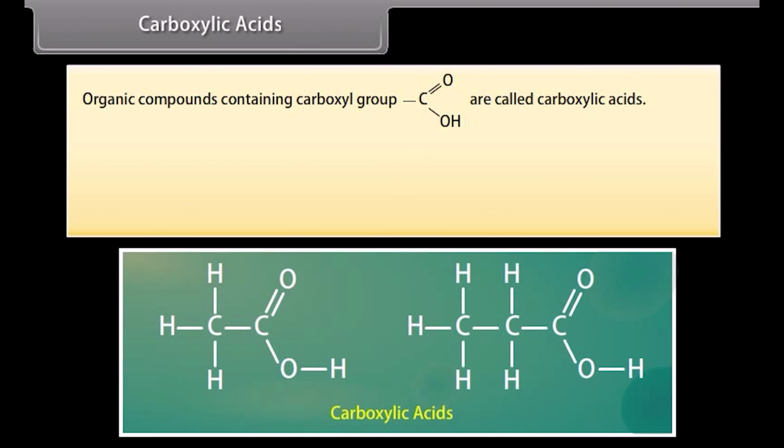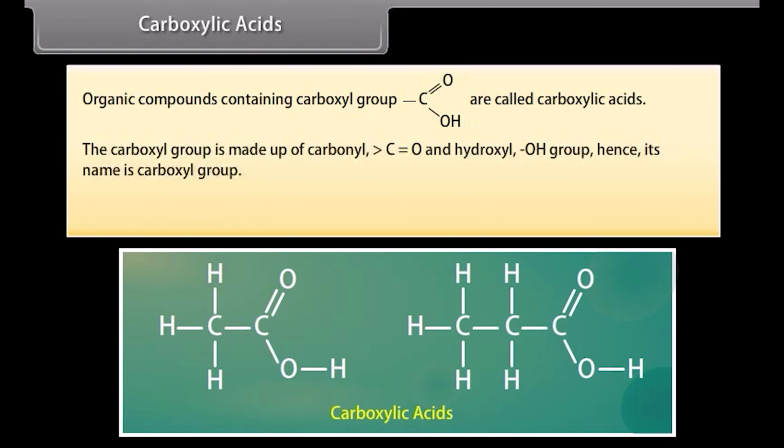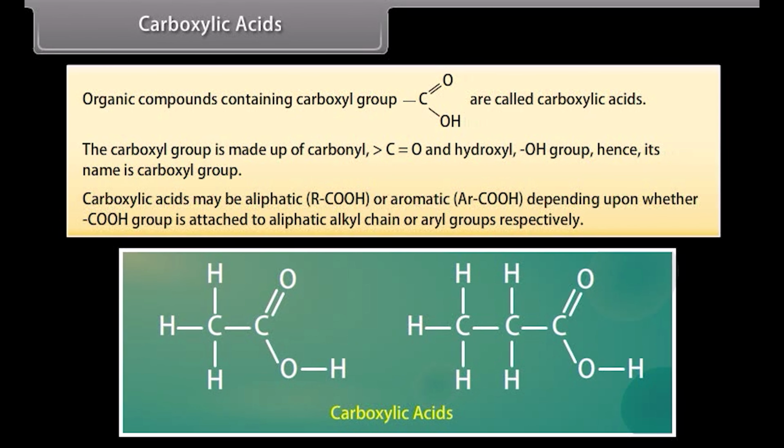Carboxylic acids. Organic compounds containing the carboxyl group are called carboxylic acids. The carboxyl group is made up of carbonyl and hydroxyl group, hence its name, carboxyl group. Carboxylic acids may be aliphatic or aromatic depending upon whether the carboxyl group is attached to an aliphatic alkyl chain or aryl groups respectively.